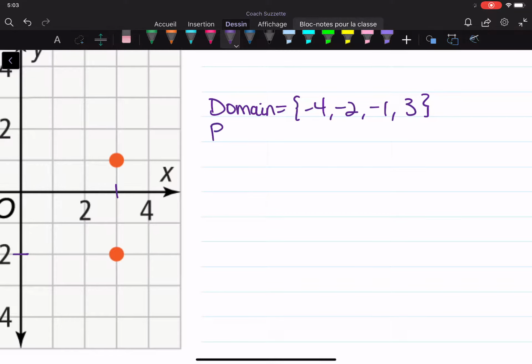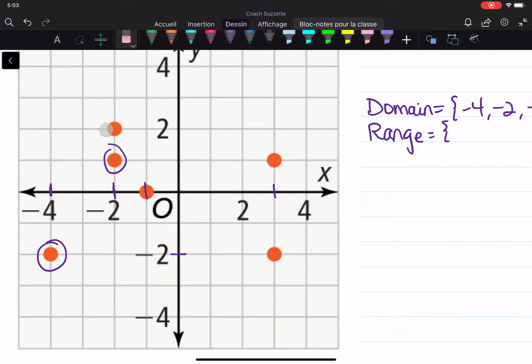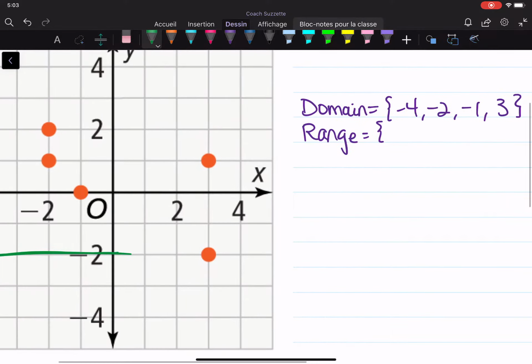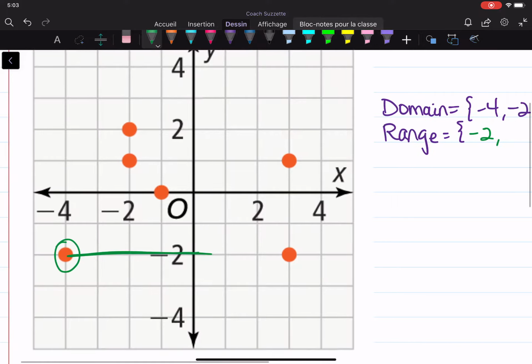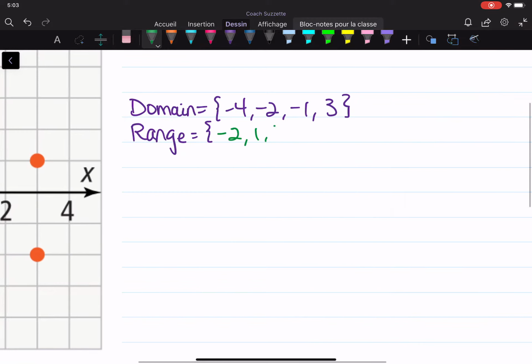What about the range? How do we determine the range of this relation? Well, the range is the set of all y values, the y coordinates. So what would those be? So right here, what's the y value? -2. So -2 is in our range. What about here and here? That would be 1 and 2.